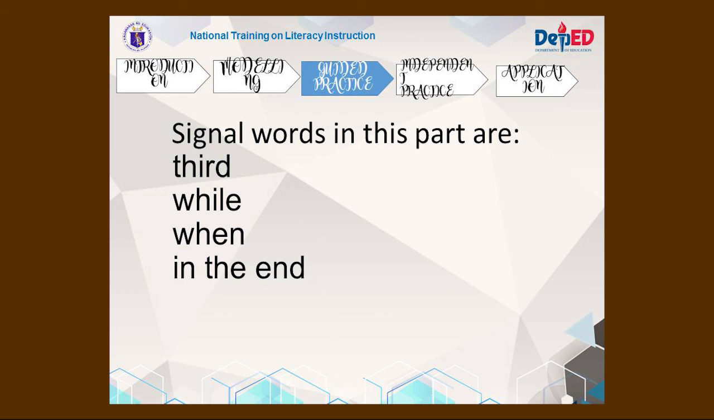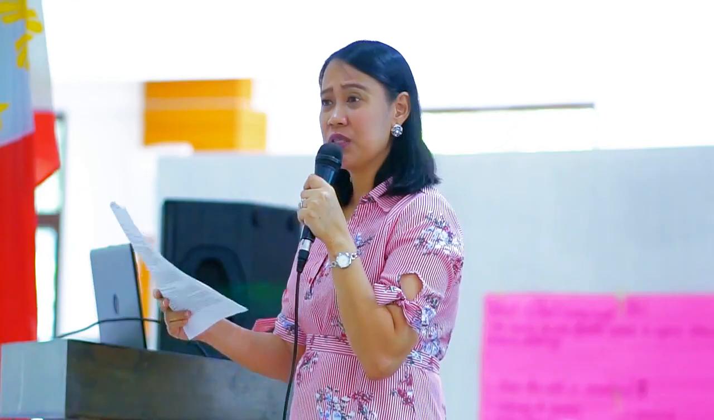Okay, class, what are the signal words you have seen in this last part of the text? Third, yes, what else? While, what else? When, and but, in the end. Okay, class. So these are the signal words that we have seen. So we used a narrative text, right? Literary, meaning we will use the three divisions: the beginning, the middle, and the end, okay?